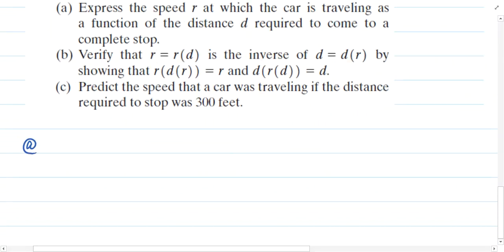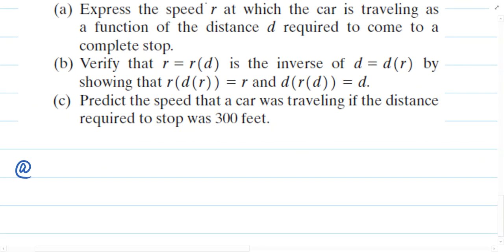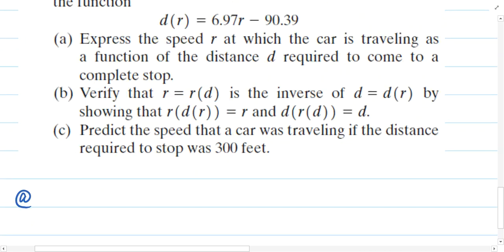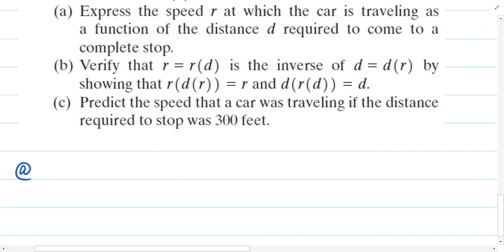Calculating the inverse function, or in other words, instead of the distance dependent on rate, we would like to switch these two and instead come up with the rate based on the distance. And that's what we're going to do in Part A. Express the speed or the rate that the car is traveling as a function of distance.